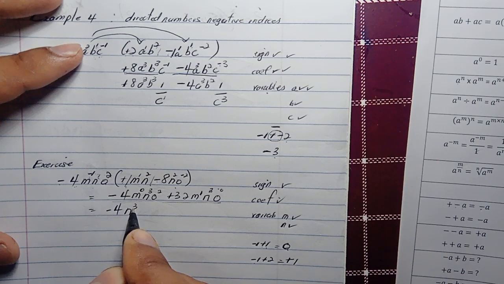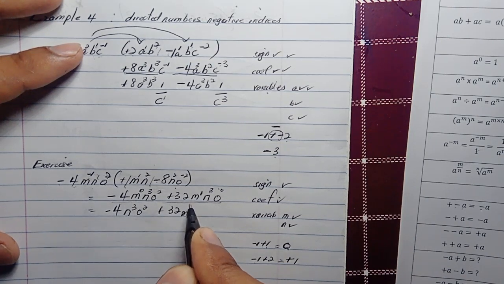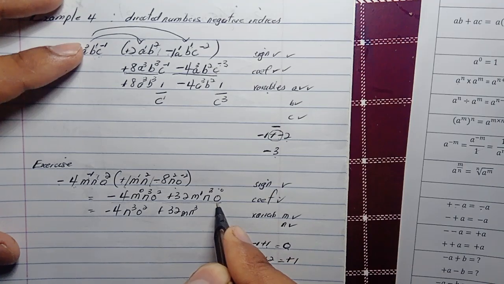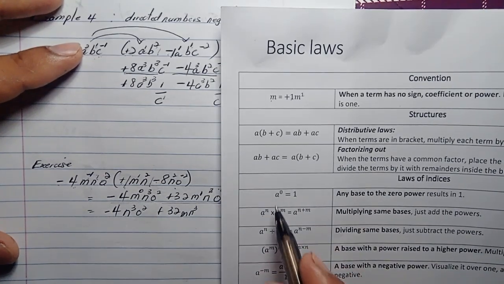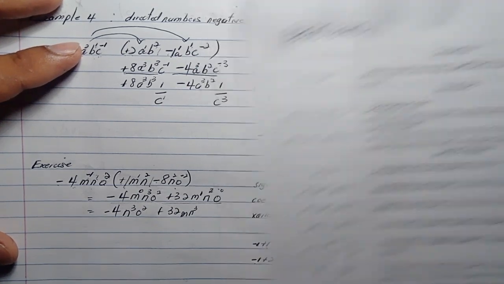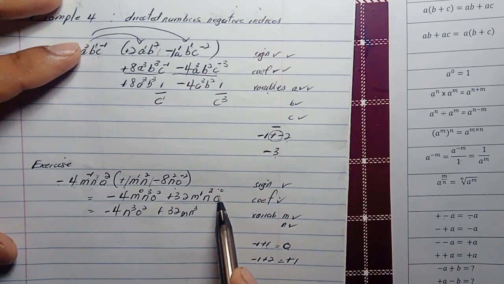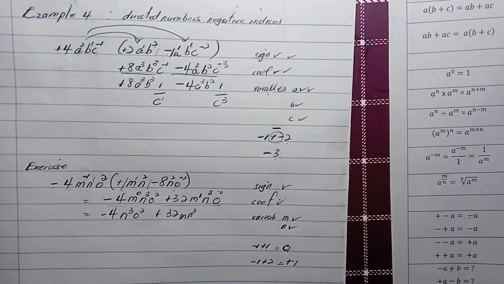So negative 4, m to the 0 is 1, so you don't write it back. n cube, o square plus 32, m to the first power, you don't have to write it back. n to the third power, o to the 0 power is 1. You can see a to the 0 power is 1. Anything to the 0 power is 1. So 1 comes here. So we're not going to put 1 because it is not necessary. Anything times 1 is that number. So this is your answer.